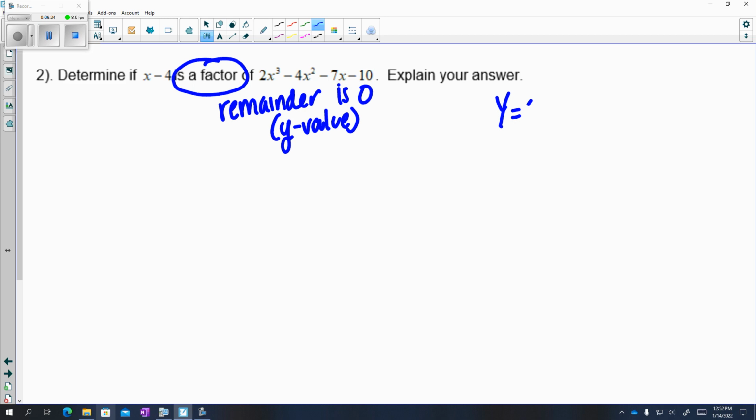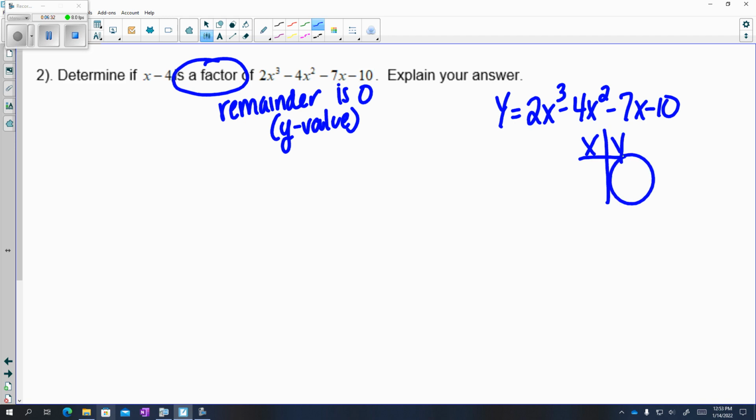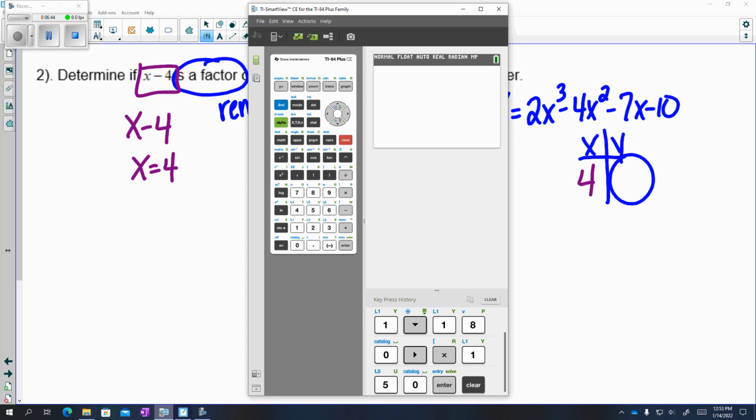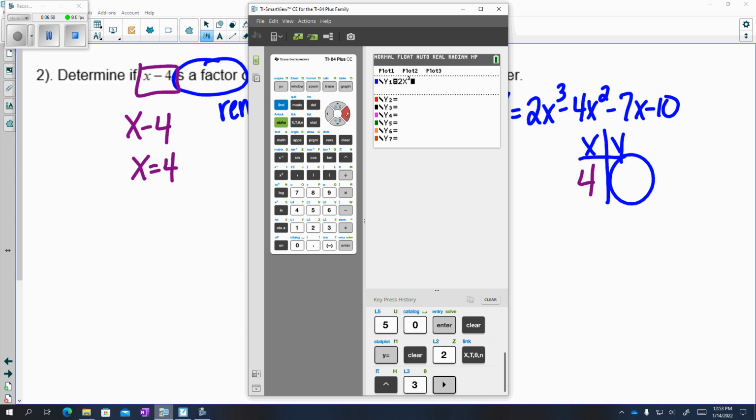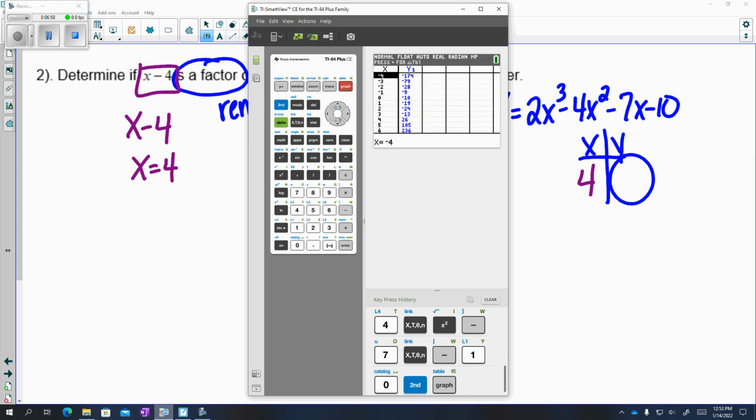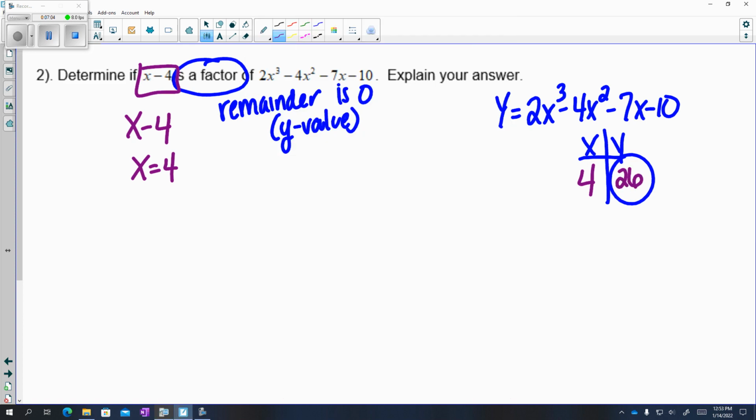I'm going to go to the y equals and type in my polynomial. Then I'm going to go to my table, and I'm going to look at my y value. Specifically, if my factor is x minus 4, I'm going to look at x equals 4. So I'm going to open up my calculator and go to the y equals to type that in. Second graph brings me to the table. I'm looking at x equals 4. It has a y value of 26.